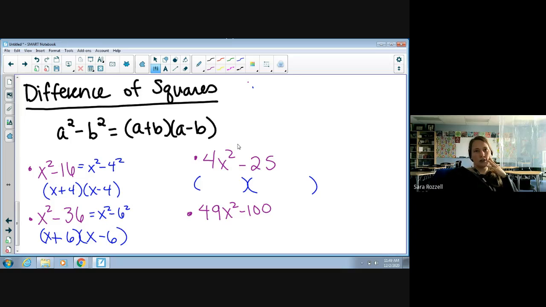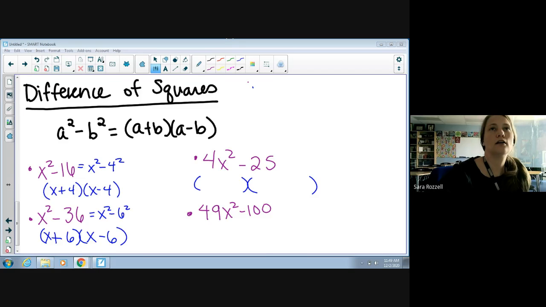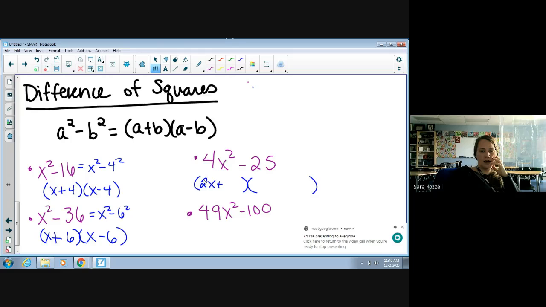We've got 4x squared minus 25. So when there is a number in the front, especially if this number is a perfect square, we can split that up as well in a difference of squares, okay? So what times itself gives you 4? 2. What times itself gives you 25? 5. So here we go. And we know that x times itself is x squared. So when we split it up, it's going to be 2x plus 5 and 2x minus 5. So if you have a perfect square that's in front of your x squared, you also break it down into that square.